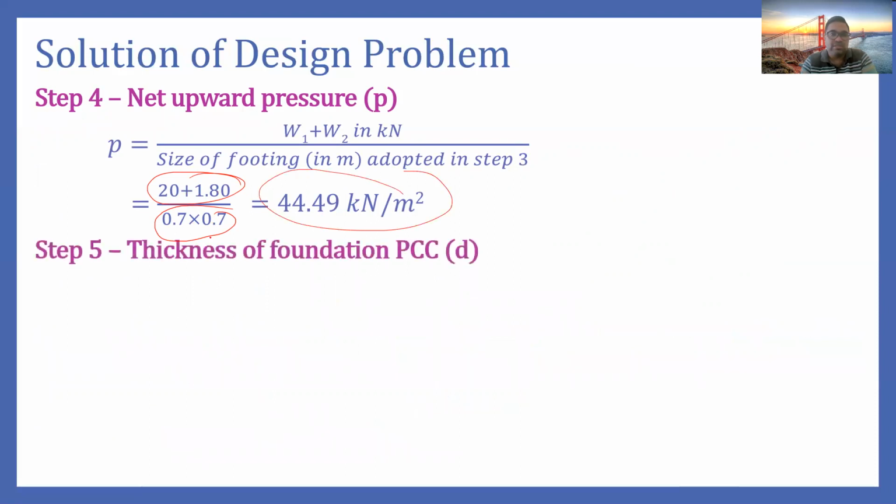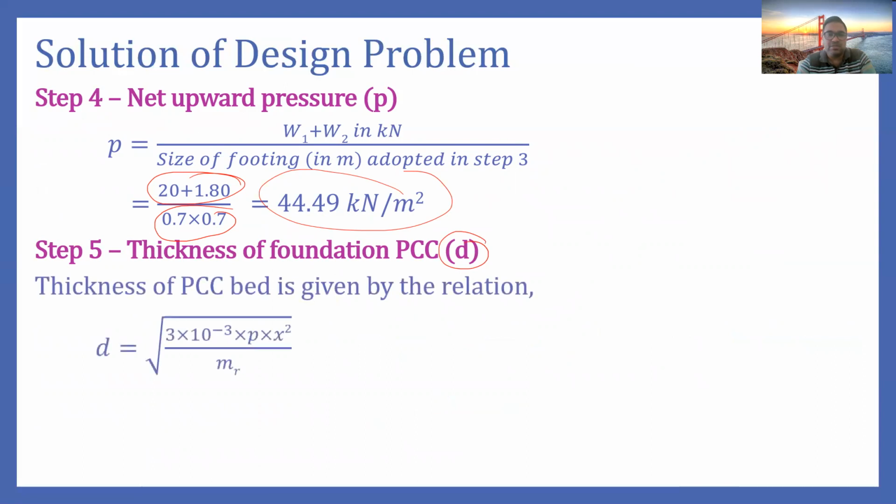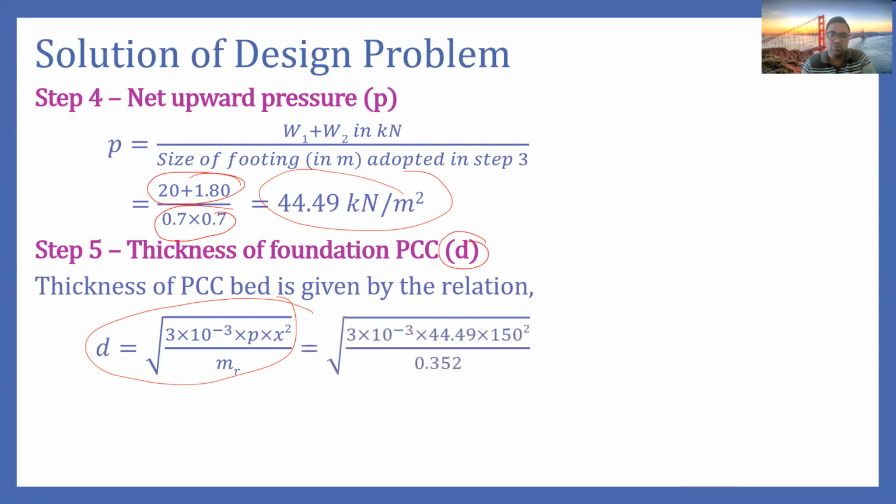Now moving to the next step. In this step, we will calculate the thickness of foundation. Thickness of foundation here is represented by small d, and this small d can be calculated by the relation we have derived in the previous part. So it is 3 into 10 raised to power 3 into p into x square. In this, we will put all the values.